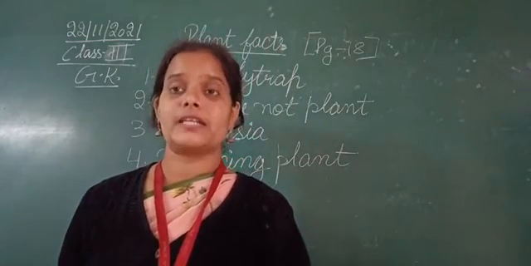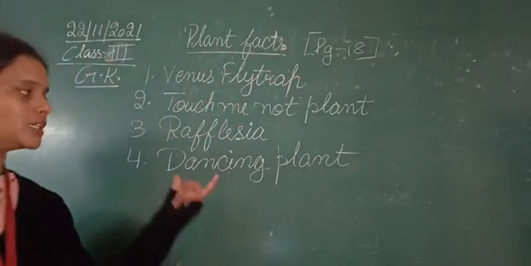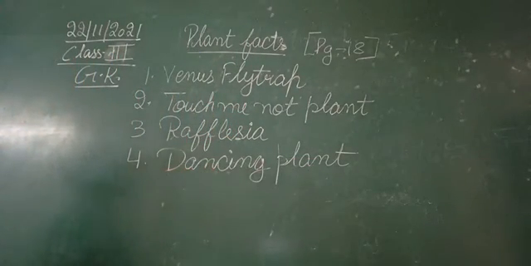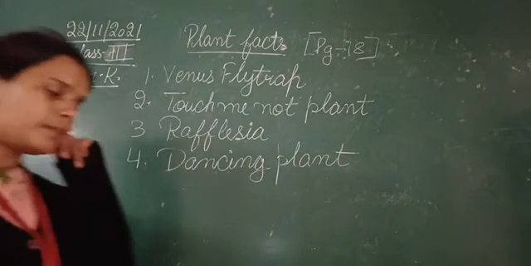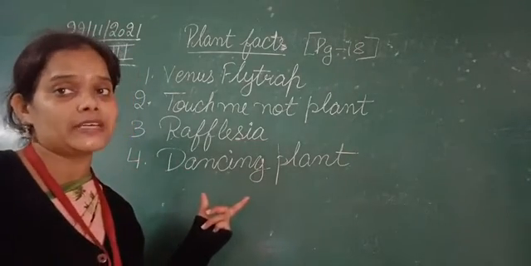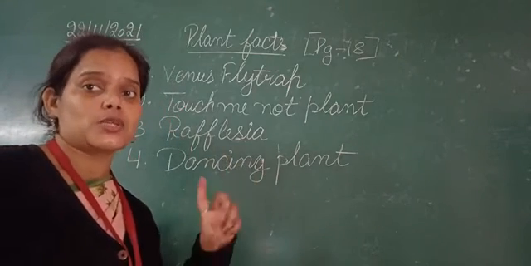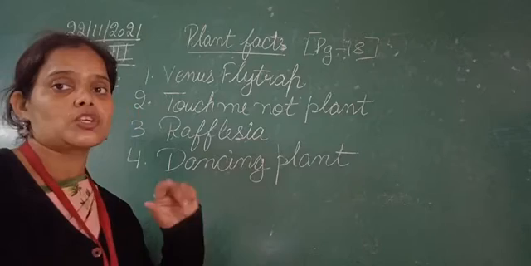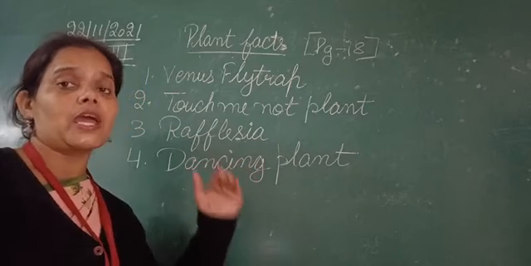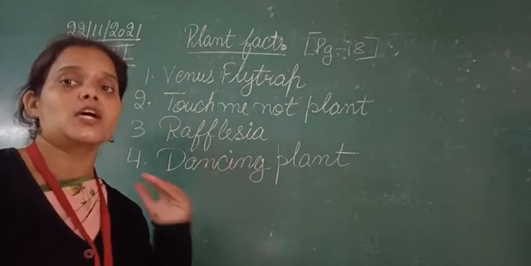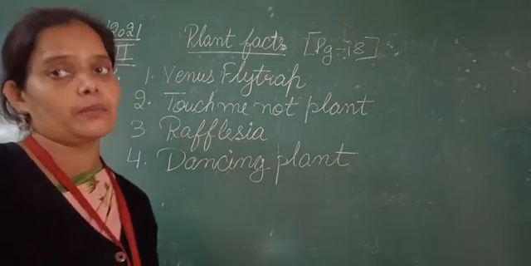Now we are talking about a plant that is known as the dancing plant. The other name of the dancing plant is the telegraph plant. Why is it known as a dancing plant? Because when it comes in contact with sunlight, its leaves seem to be moving up and down, as if the plant is dancing. That's why the telegraph plant is also known as the dancing plant.